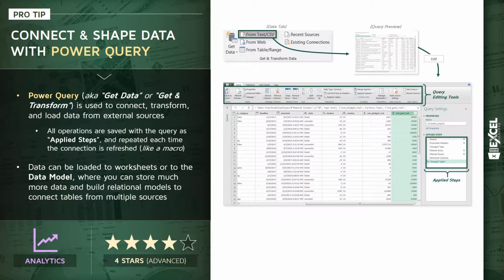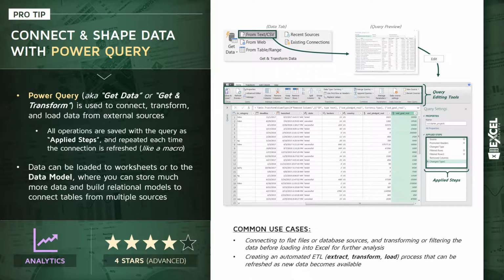multiple sources. So to quickly summarize common use cases, number one, connecting to flat files or database sources, and then transforming or filtering that data before loading it into Excel for further analysis. Number two, creating a fully automated ETL process, which stands for extract, transform, and load, that can be refreshed with one click as new data becomes available. Again, details are all covered in my Power Query, Power Pivot, and DAX course.